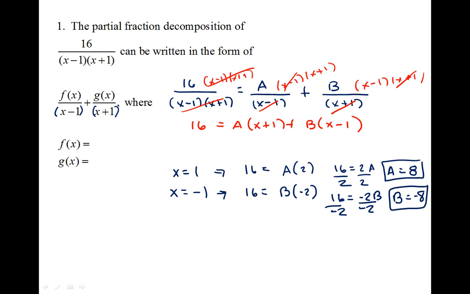Okay, so this is the only one that we're going to solve this way. And in the next examples, I'll show you how to solve them the other way. So setting this up, a, which was our f of x, our partial fraction decomposition is just going to equal 8 over x minus 1 plus b, which is negative 8 over x plus 1. So you can see your f of x is equal to 8 and your g of x is equal to negative 8. All right, let's go ahead and look at the next example.